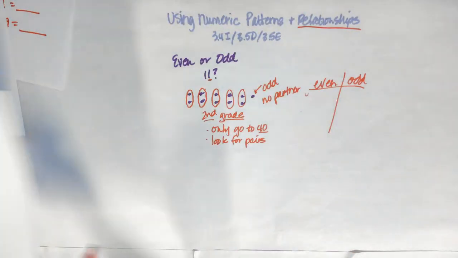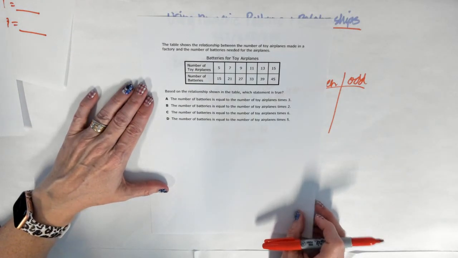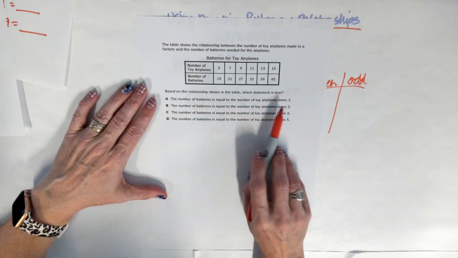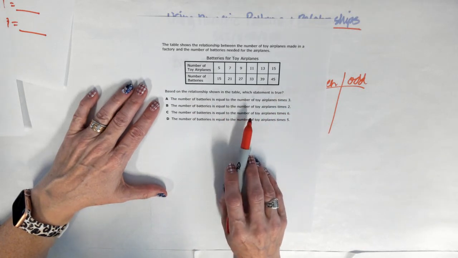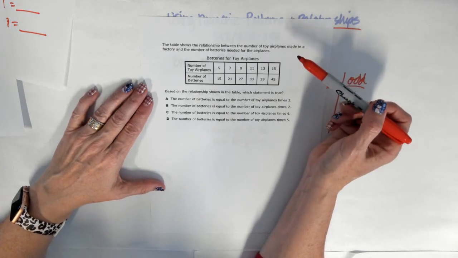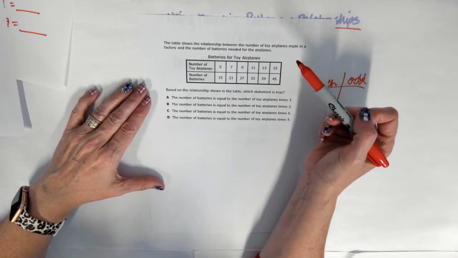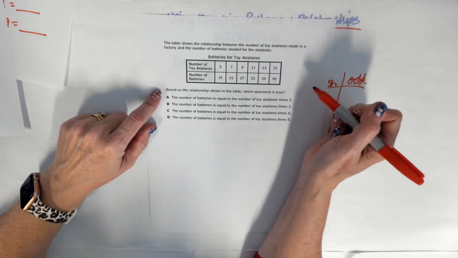And then the next one I want to look at, I showed you a second ago, has to do with the batteries for toy airplanes. And it gives us the relationship verbally here. It gives us these verbal descriptors. So let's start with what's going on in the problem. We know it's the relationship between airplanes and the number of batteries needed for the airplanes. And we're asked to find which statement is true.